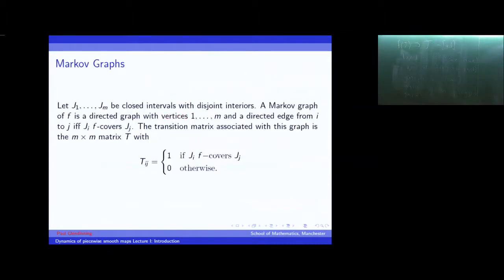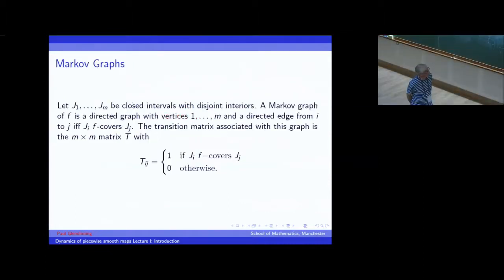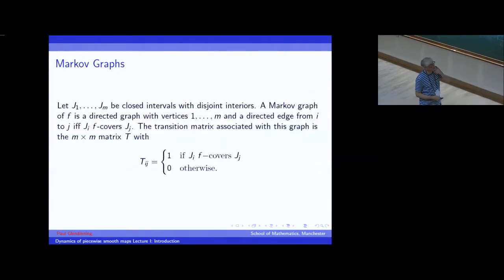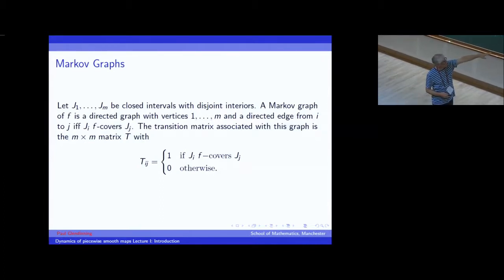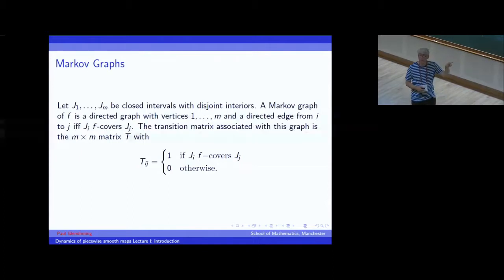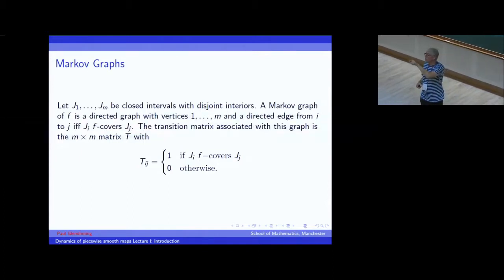So now, let J1 up to Jm be some set of closed intervals, and I'll give you examples of how to do this in a second. A Markov graph of F is a directed graph with vertices 1 to m, and an edge from i to j if and only if Ji F-covers Jj. So it's a way of keeping track of what covers what.